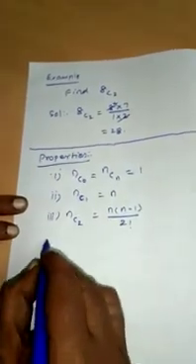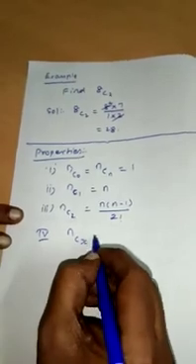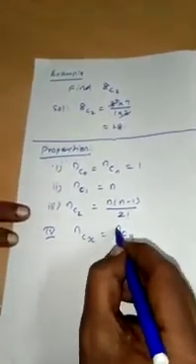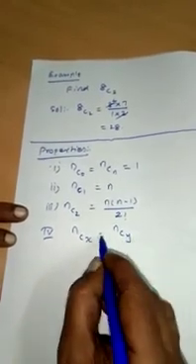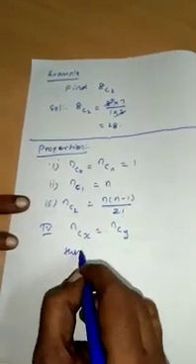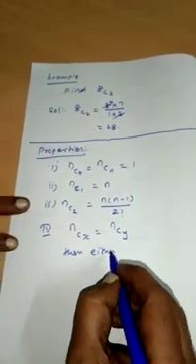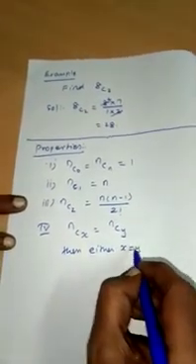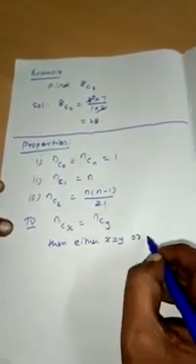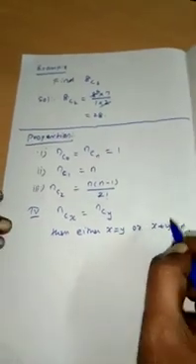And it is an important property: nCx is equal to nCy. If both are equal, then either x equal to y or x plus y is equal to n. x plus y is equal to n. This is the important property.